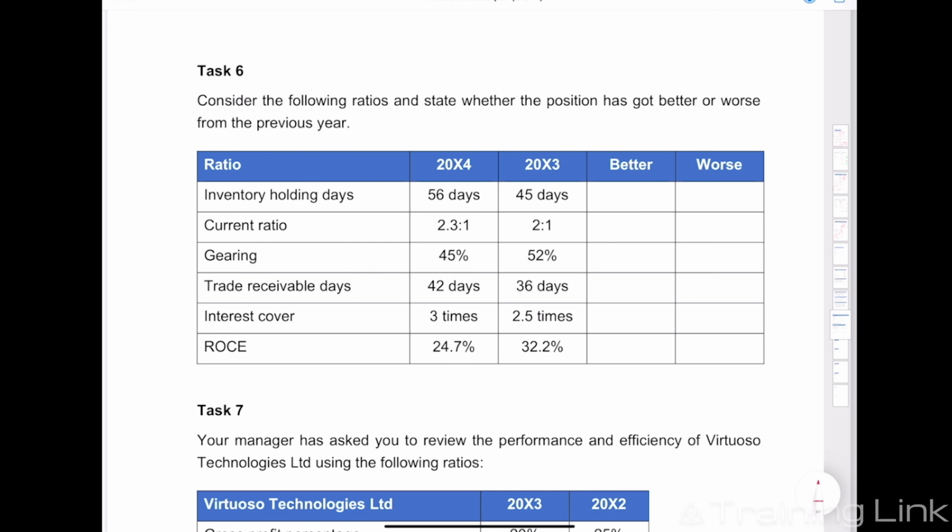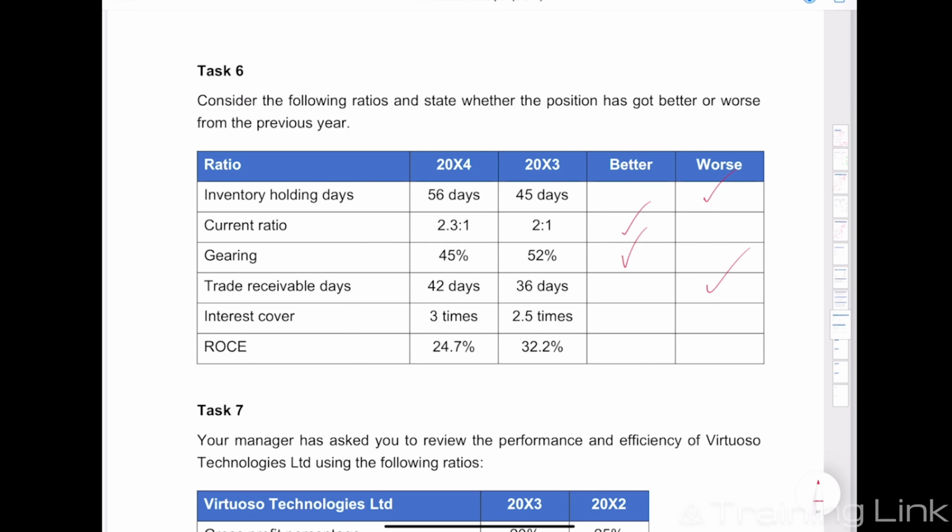So the inventory holding days has gone up, which is a bad thing, so that will be worse. The current ratio has also gone up, which is a good thing, so that's better. Gearing has gone down, which is a good thing, so that will be better. Trade receivable days has gone up, which is bad. We want to get the money in as quickly as possible, so that would be a bad thing.